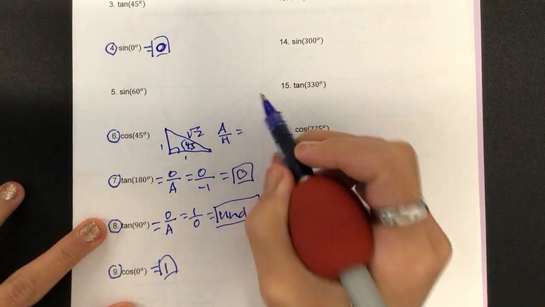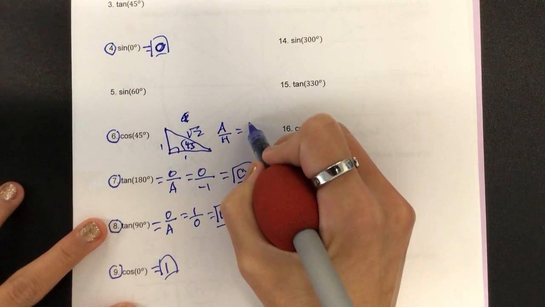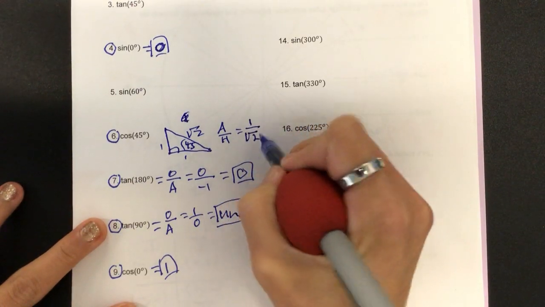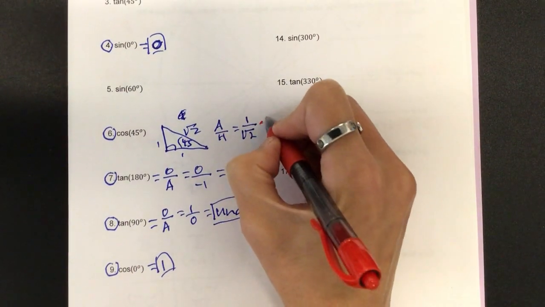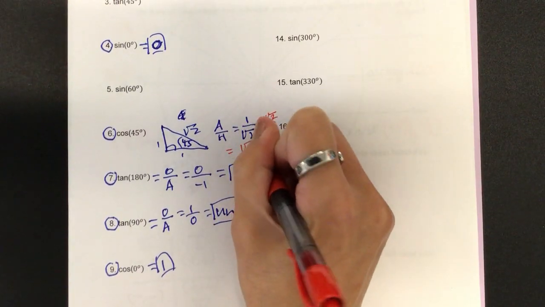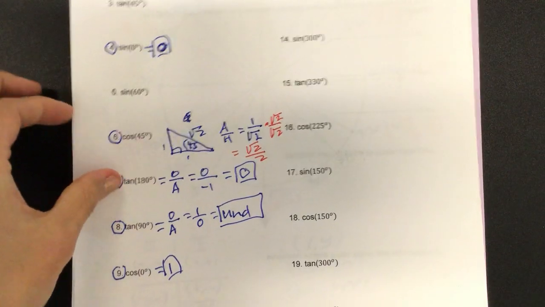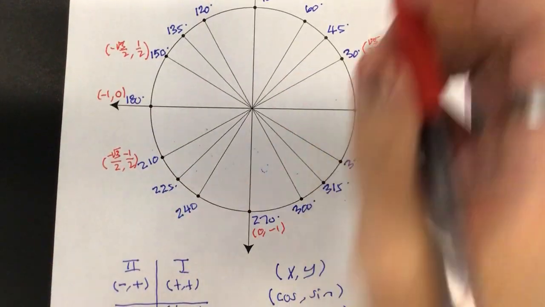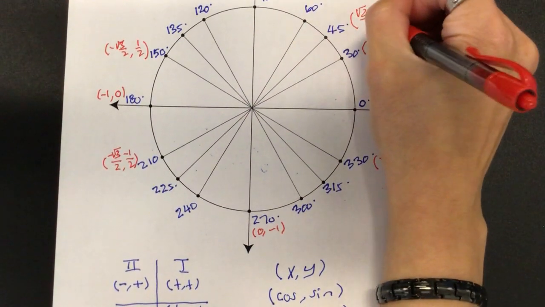No label. What number's on the adjacent? 1. Very good. And hypotenuse is radical 2. Are we allowed to have a radical on the denominator? Nope. So we have to rationalize. So when I do, I get radical 2 over 2. So on your circle, let's find 45 degrees. And on my 45 degrees, cosine is my x movement. So let's write on here radical 2 over 2.